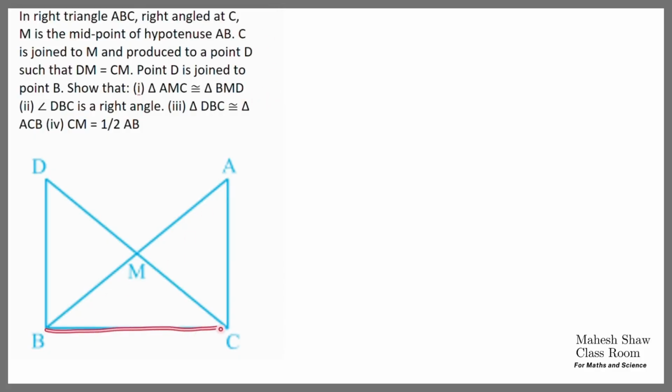In this question, we are given this triangle ABC as a right angle triangle and it's given 90 degrees at C. Further, it is given that M is the midpoint of the hypotenuse AB and this CM is joined and it is produced to point D such that DM is equal to CM. So in the first part, we need to prove triangle AMC is congruent to triangle BMD.